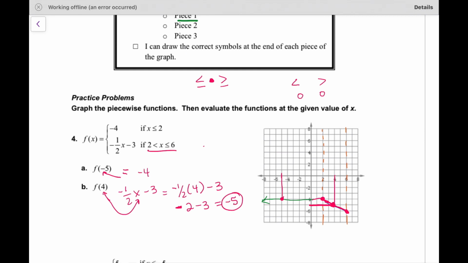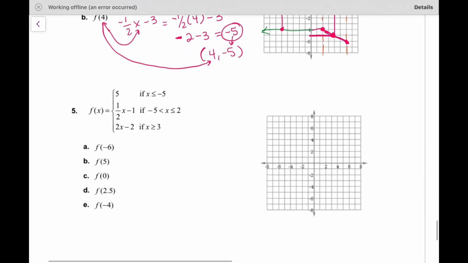We have that point right there. That's the point for -5. So when this 4 corresponds here, this -5 corresponds to this.